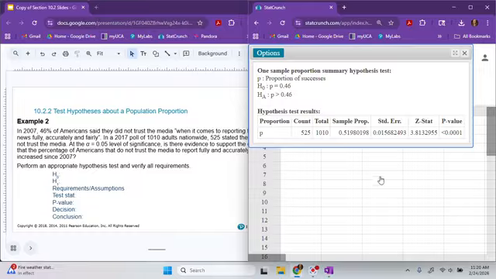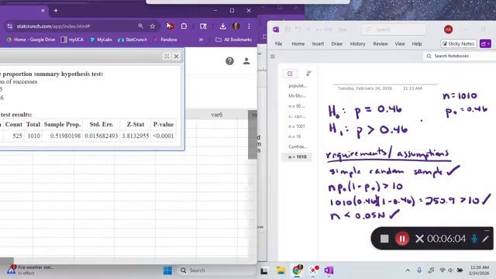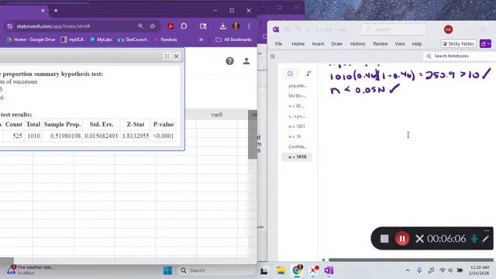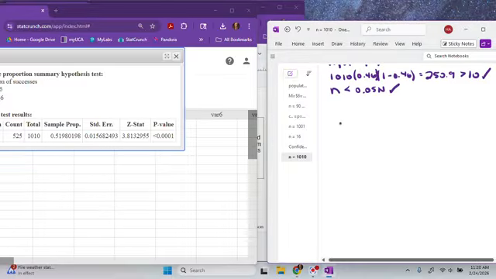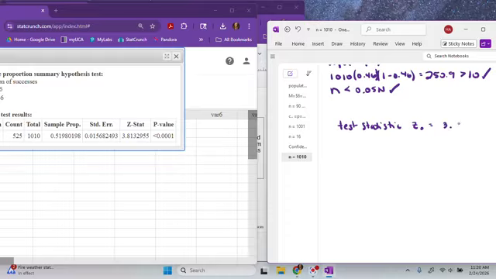Okay, and so now we need to make a decision based off of this. So let's put this over here. All right, I'm going to write down my test statistic, or my Z0, is 3.81, and my p-value is just less than 0.0001. Okay, very small.